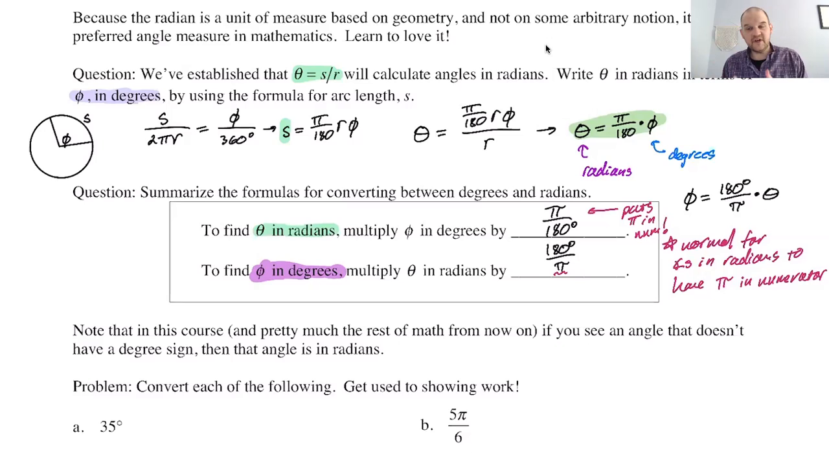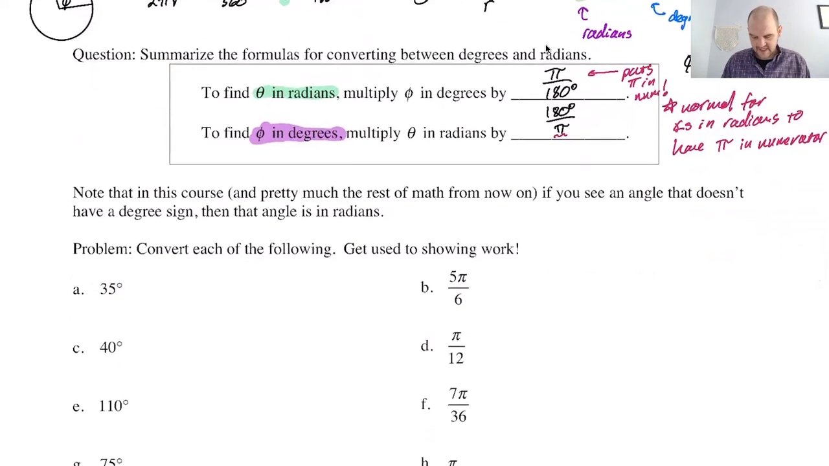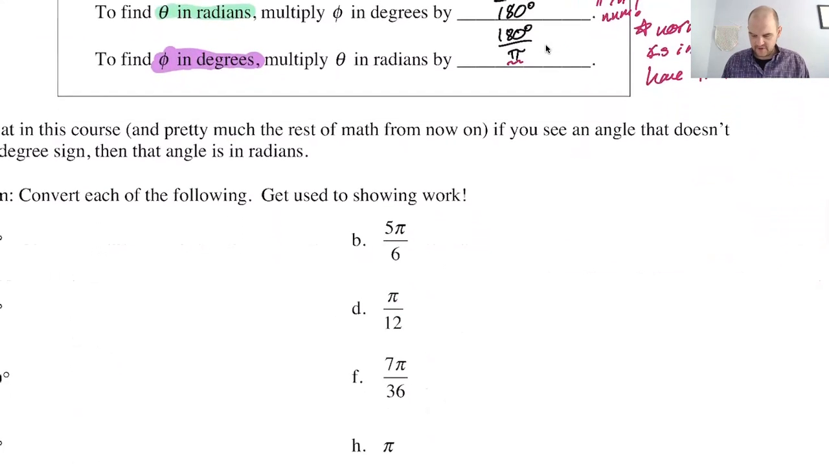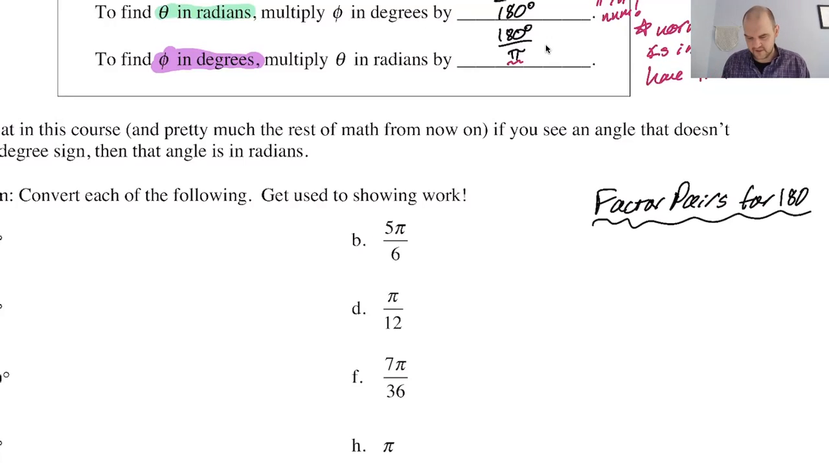Now, both of those involve 180, and because we're going to do a lot of problems by hand, it's really useful to review the factor pairs that give you 180. So let's make a list of those. So this will be factor pairs for 180. Not really 180 degrees, just in general, factor pairs that give us 180.